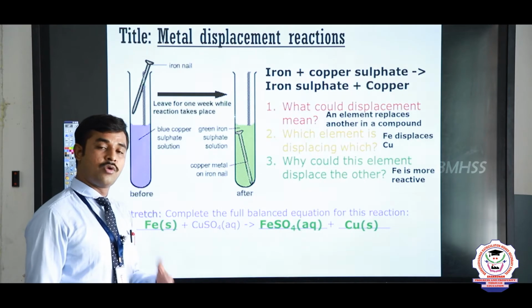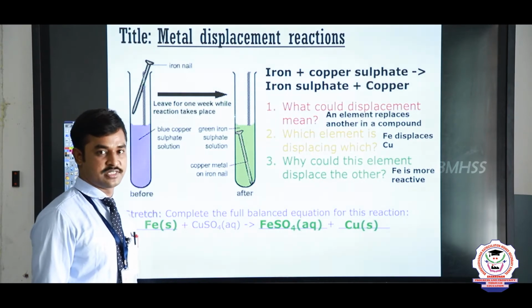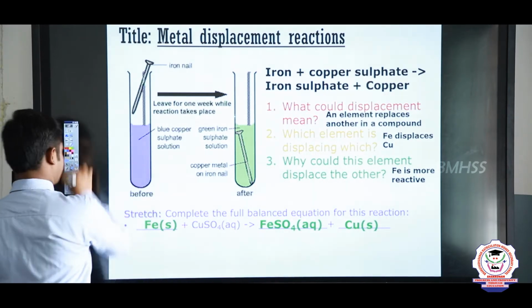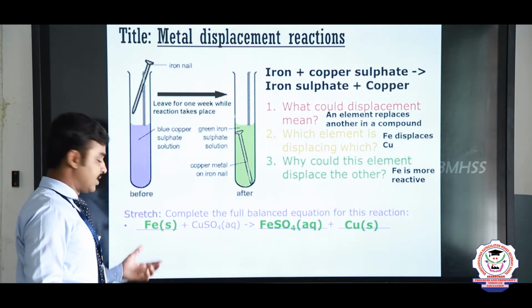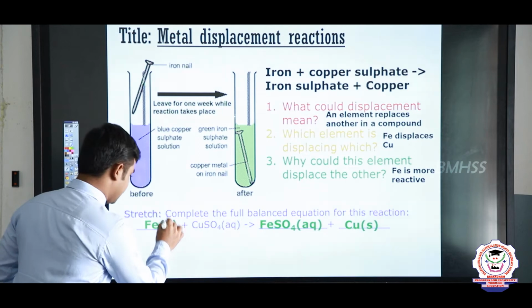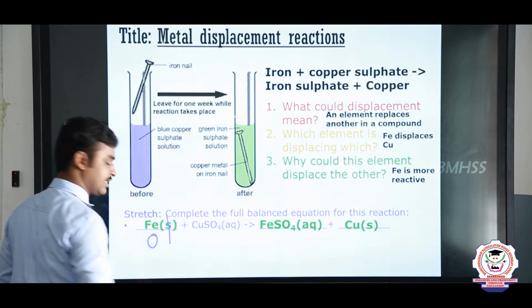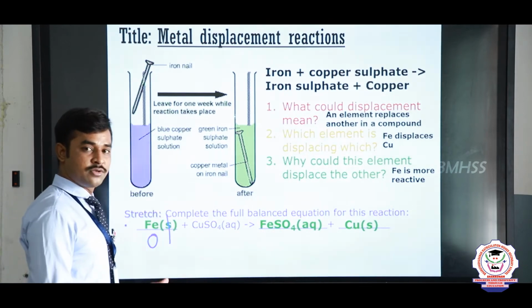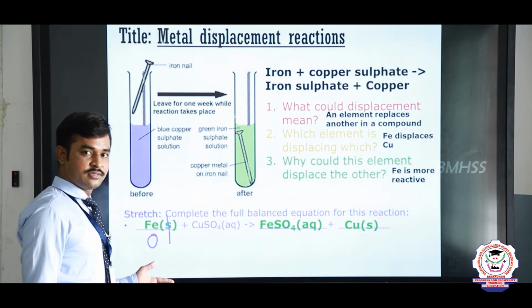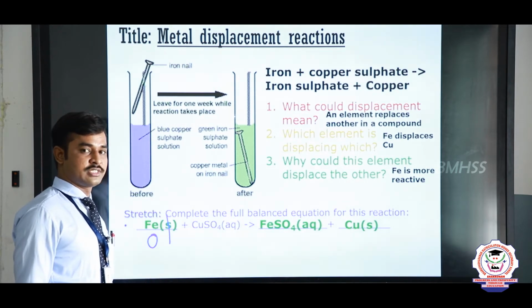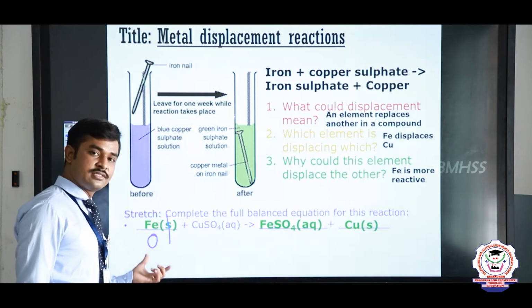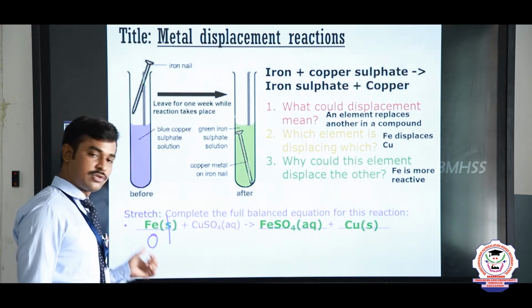We need to know how to find the oxidation state of the elements. Let us show you. In this reaction we have iron. When iron is alone, it has zero oxidation state. Every element when alone has zero oxidation state. An ion having plus and minus charges can have a number of oxidation states, but the element alone has zero oxidation state.